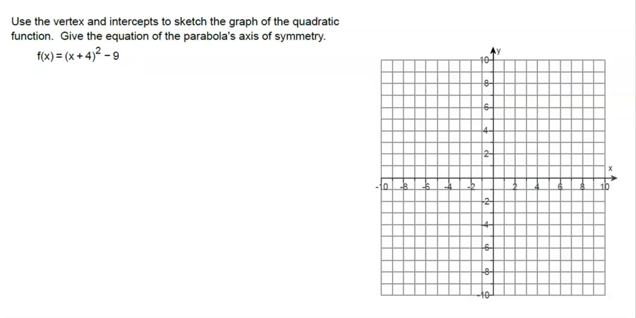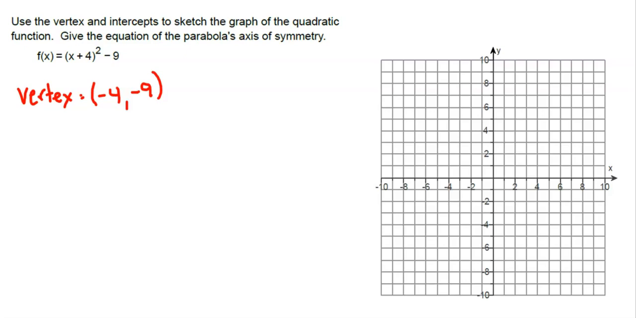The next problem is asking us to sketch the graph of this quadratic function. A quadratic function's graph will be a parabola. And the way this equation is written, we've got a parabola with an equation that's written in what's called vertex form. So we can tell what the vertex of this parabola is by looking at the 4 inside the parentheses. So the x-coordinate of the vertex is negative 4, and the negative 9 outside the parentheses. So the y-coordinate of the vertex is negative 9.